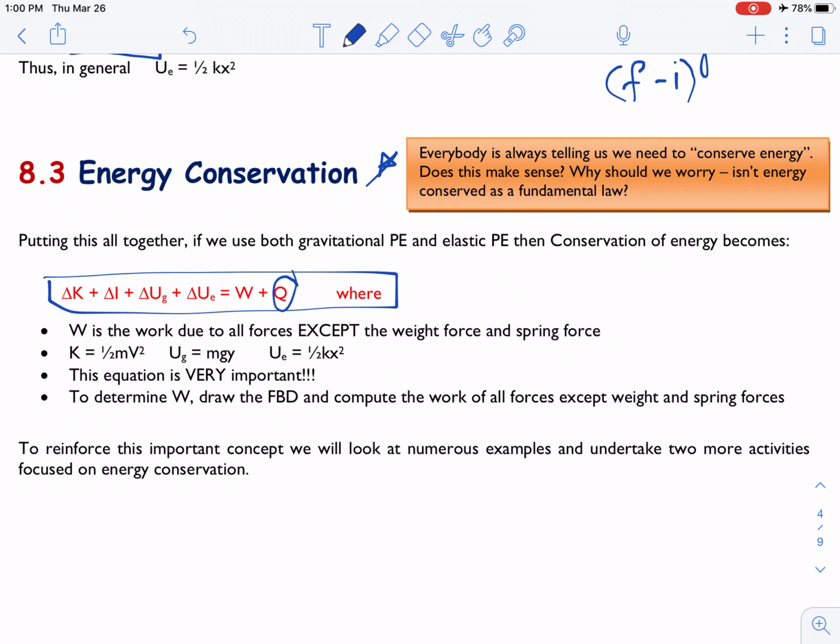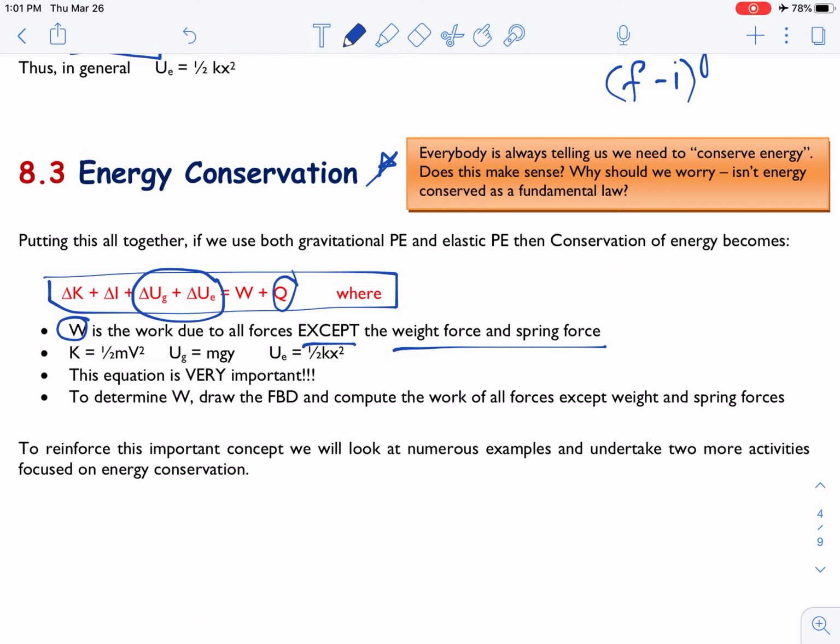So W is the work due to all forces. If you're keeping these two potential energy terms here, it's going to be except the weight force and the spring force. Okay, if you have those forces, ignore them in the work term on the right side, because we are assuming you're keeping delta UG and delta UE. And K is 1/2 mv squared. That's the kinetic energy. It changes with the speed.